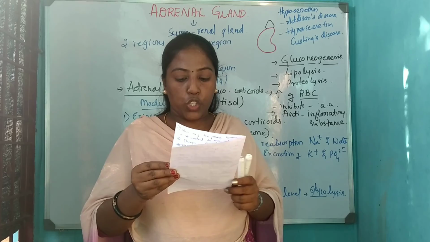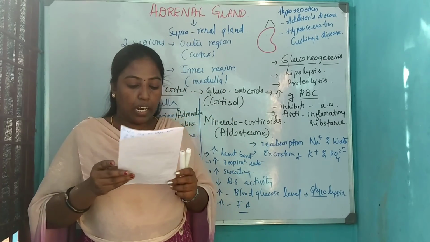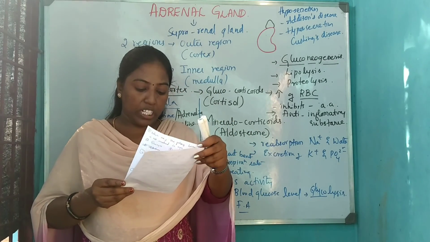Then, hyposecretion of adrenal hormone causes: Addison's disease, Cushing's disease, goiter, or tetany.